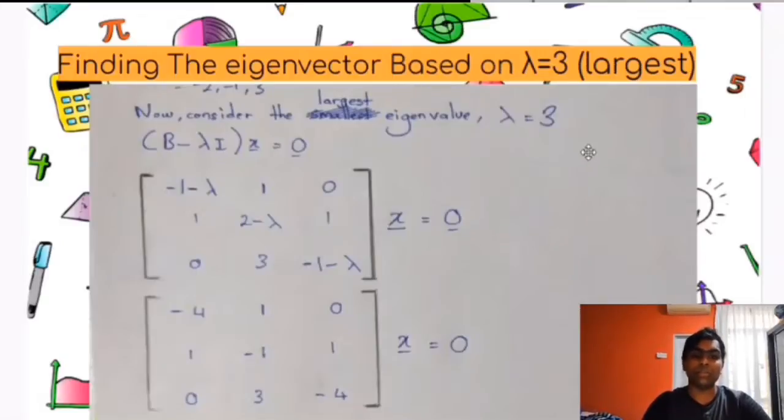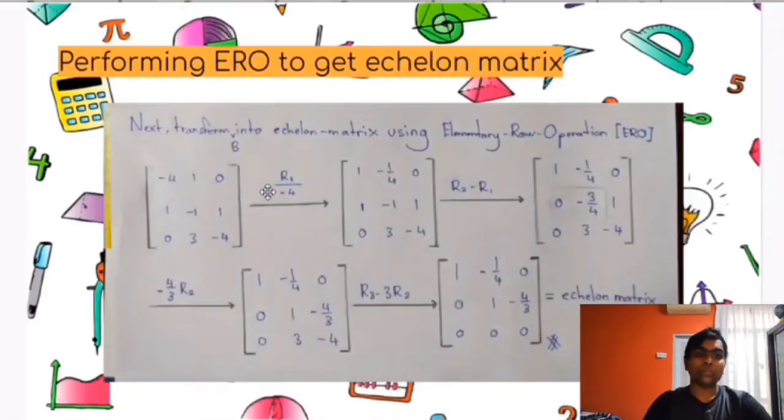And the first step is to just substitute this 3 into the characteristic equation, which is this equation right here. So after substituting 3 into this matrix, we shall get this matrix. And next, we shall perform ERO on that matrix to get the echelon matrix. So now, we are calculating the echelon matrix so that the echelon matrix will later on help us in finding the eigenvectors for this question.